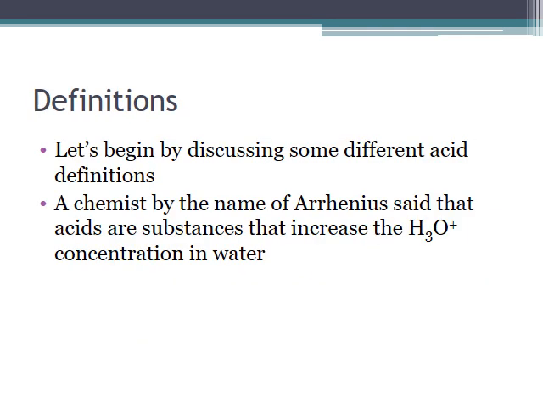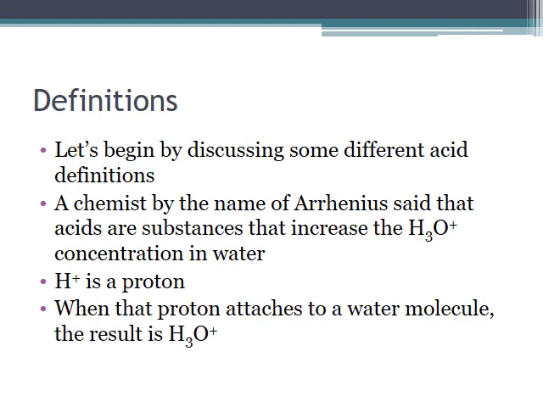We'll start with the Arrhenius definition of acid. He said that acids are substances that increase the H3O+ concentration in water. Well, before we were talking about H+. H+ is a hydrogen atom without its electron, and that makes it a proton, a subatomic particle. In an aqueous, in a water solution, that proton does not exist by itself. It attaches to a water molecule. So a proton plus H2O gives us H3O+. That's also called a hydronium ion.